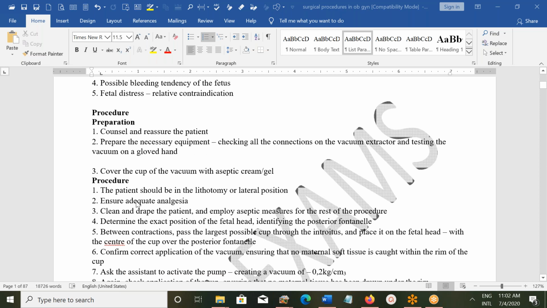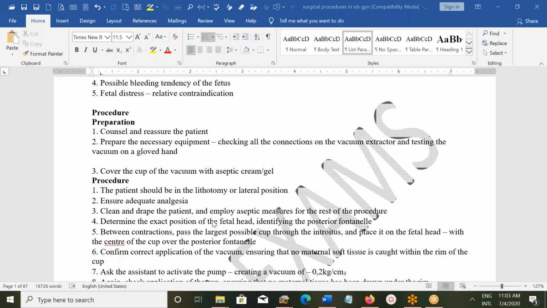The procedure: the patient should be in the lithotomy or the lateral position. Ensure adequate analgesia. Clean and drape the patient and employ aseptic measures for the rest of the procedure. Determine the exact position of the fetal head, identifying the posterior fontanelle.